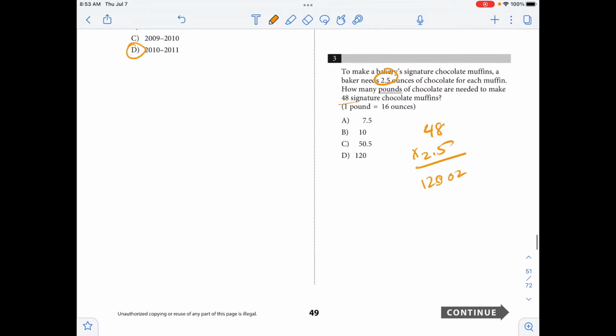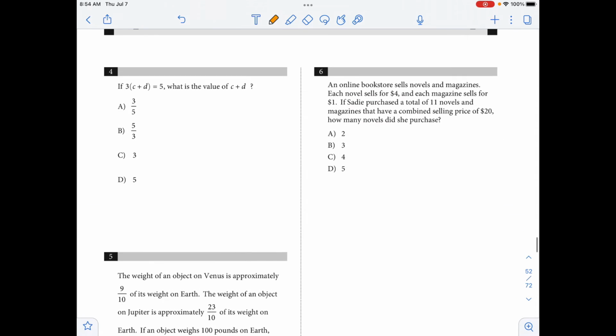Then we have to figure out what 120 ounces is as pounds. Well, there's 16 ounces in a pound, so we need to divide by 16, and that gives us 7.5. So 7.5 is the correct answer there. Okay? All right, let's take a look at the next one.